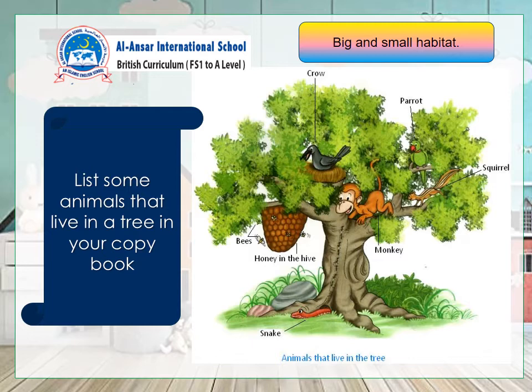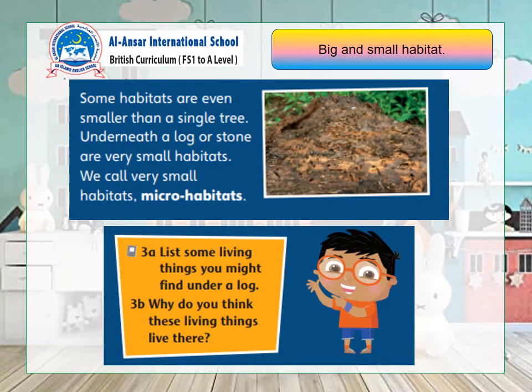Refer to the picture here. Bees make their home on the trees. That's a honey hive. Then sometimes snakes do live in the trees. Ants, monkeys like to swing there. Squirrels, parrots, crows, and there are many more. So come up with a list and list down some of the animals that might live in a tree in your science copybook.